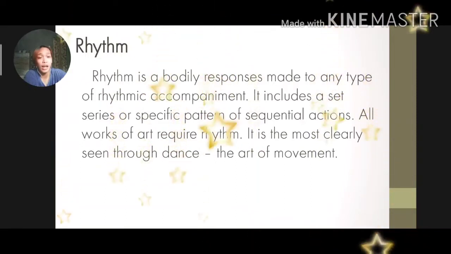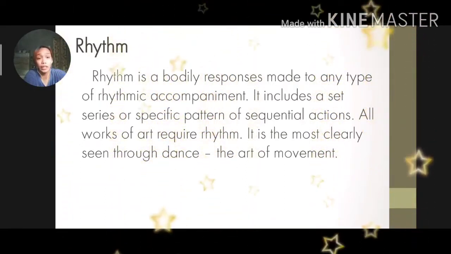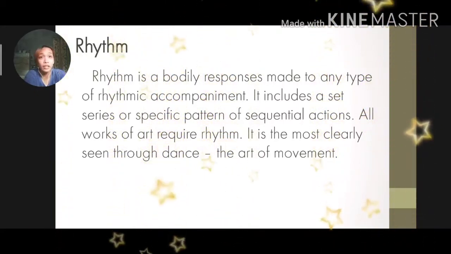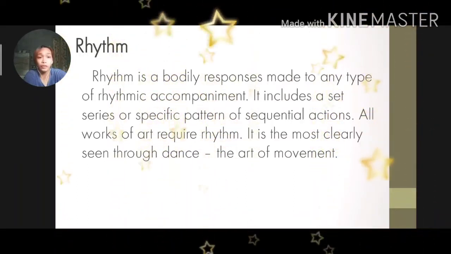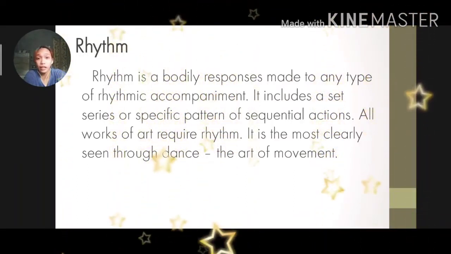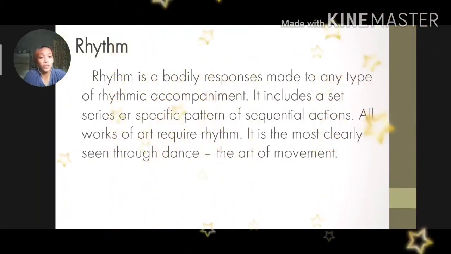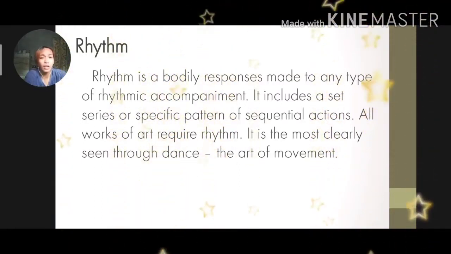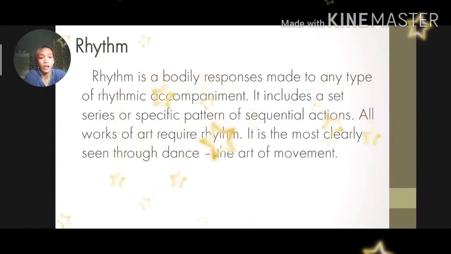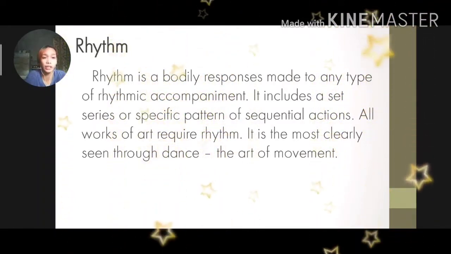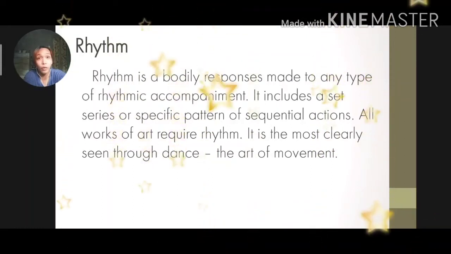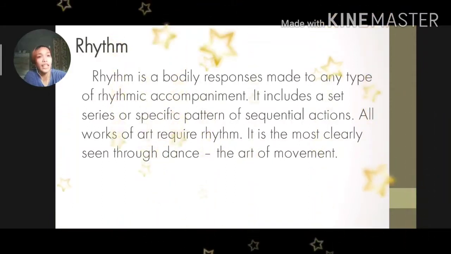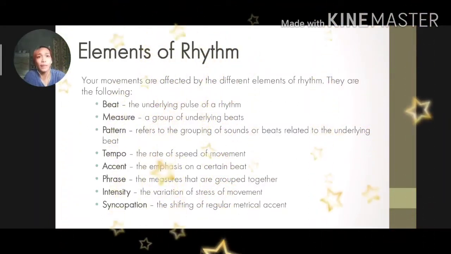Another thing is our universe also works in a system of rhythm. For example, the movement of the earth around the sun and the moon around the earth create the movement of day and night, and that of the tides. Nature itself is a manifestation of rhythm. Now, when you move in response to a particular rhythm or music, we call the movements rhythmic movements or rhythms. Let us proceed to the different elements of rhythm.